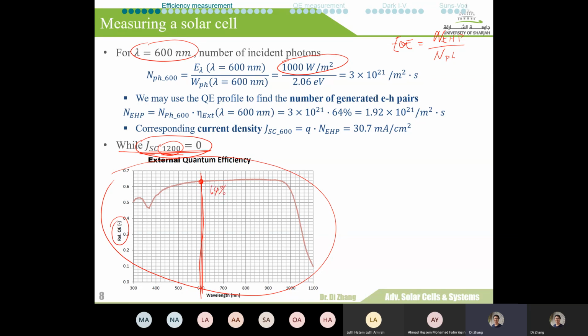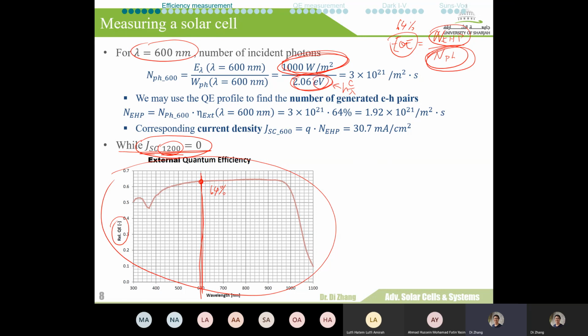So this means that if we can somehow find the number of photons at this wavelength, combined with the 64% quantum efficiency, we should be able to find the number of electron and hole pairs. First of all, how do we find the number of photons here? Very simple. The number of photons per second equals the irradiance, which is a power density, divided by the energy of one 600 nanometer photon. If you do the calculation, the photon energy equals the Planck constant times the speed of light divided by lambda. So this is going to be 2.06 electron volt.